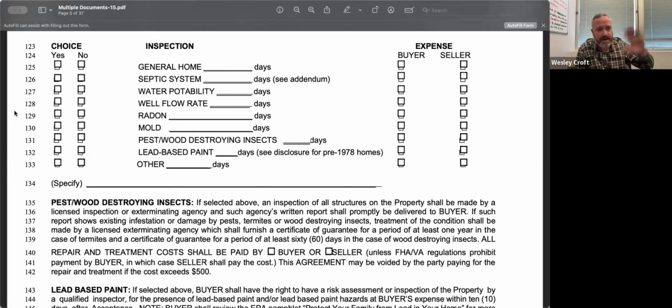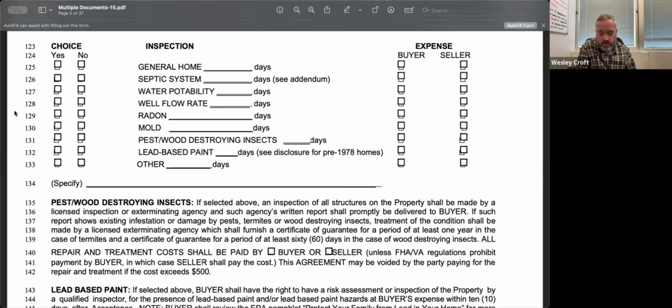So again, if you're way out in the country and this particular property has a well, you want to make sure, one, that the water is actually drinkable. That's water potability. And two, the well flow rate. So can you get water out of the well to the degree that you need to be able to use it in your property, like from a water pressure standpoint? We don't mess with any of those three if it's public water and public sewer.